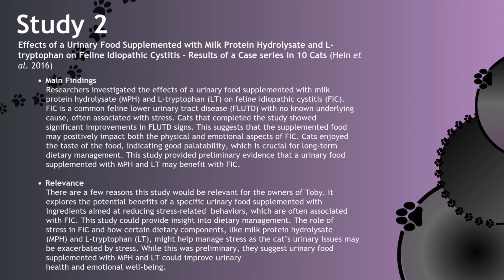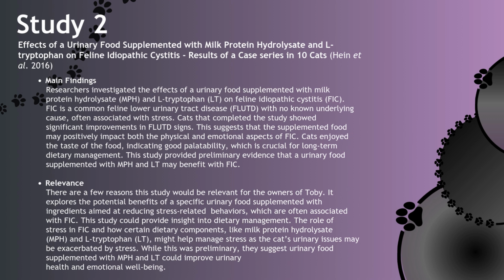neutered male cats. The second study, effects of a urinary food supplement with milk protein hydrolysate and L-tryptophan on feline idiopathic cystitis, results of a case series in 10 cats. The main findings of this study: researchers investigated the effects of the urinary food supplement with milk protein hydrolysate and L-tryptophan on feline idiopathic cystitis, FIC, common in feline lower urinary tract disease, with no known underlying cause, often associated with stress. Cats that completed the study showed significant improvement in their signs.